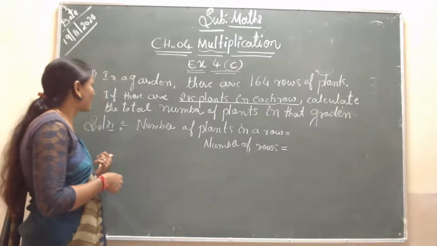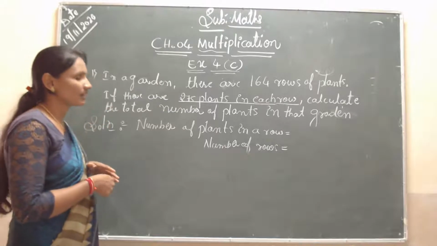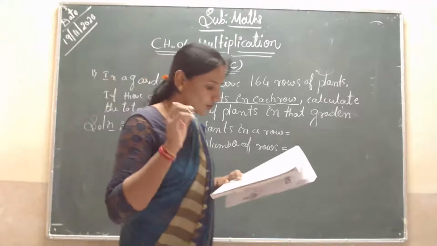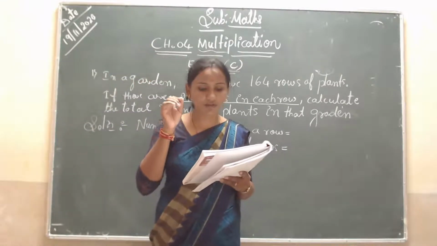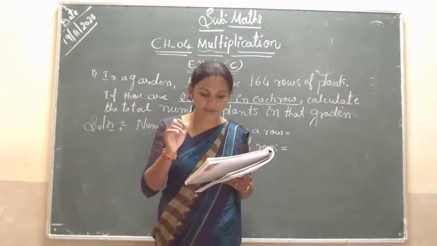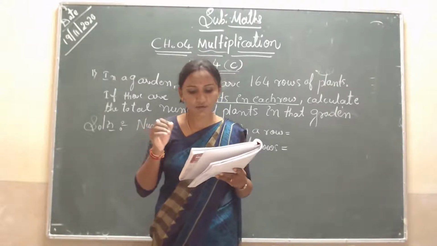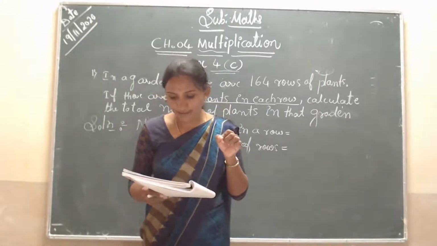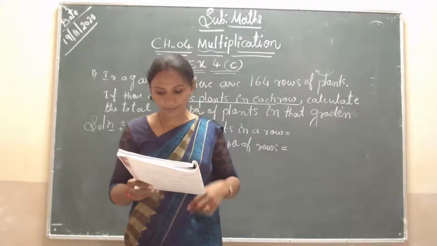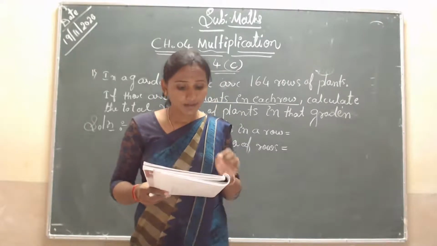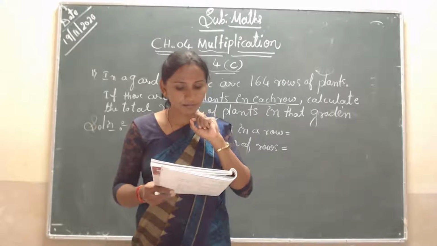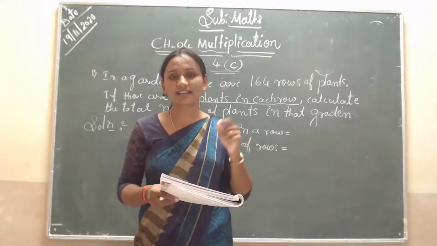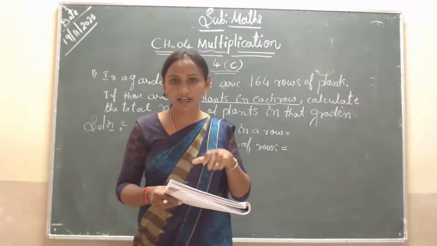Can you observe, students, in a garden? I will read the first question. In a garden there are 164 rows of plants. If there are 275 plants in each row, calculate the total number of plants in that garden. You have to calculate how many plants are inside the garden.